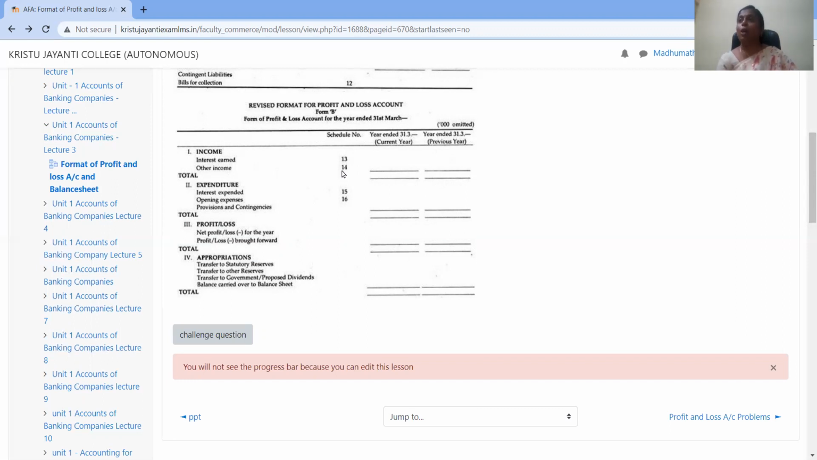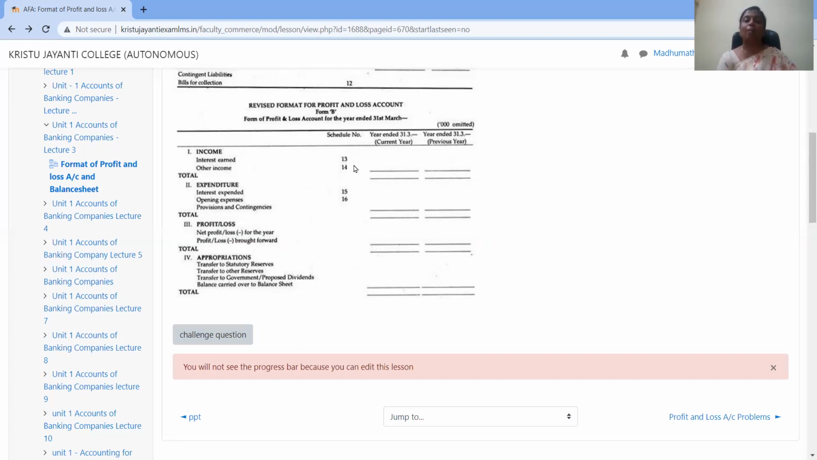If it comes to other income, it is all other incomes like locker rent you would have collected, or any kind of transfer charges you have charged. All those things will get reflected in your schedule number 14 as other income, which is not in the form of interest, but income you have earned through your banking transactions.